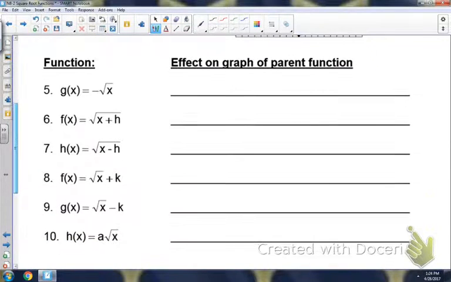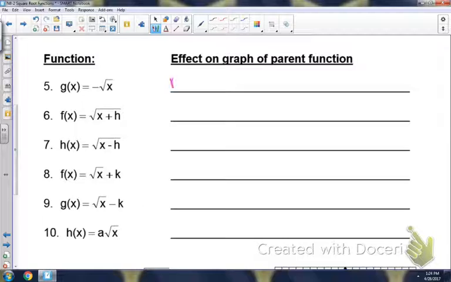Alright, so we're summarizing that. The negative reflects across the x-axis. If you have x plus h under your square root, that's a horizontal shift. If it's x plus h, that's shifting to the left, h units.